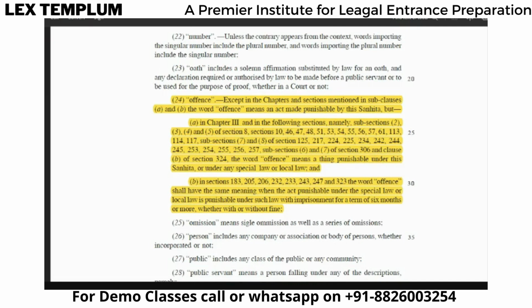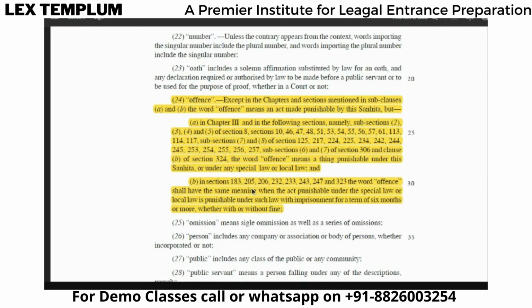So offense is always defined in a manner that every act that is mentioned in the current law, that is, for the present Bhartiya Nyaya Sanhita, and secondly there are some exceptions, that acts in special laws or local laws which are punishable will also come under the word offense. So for this, chapter 3 becomes important. Just check what is chapter 3.